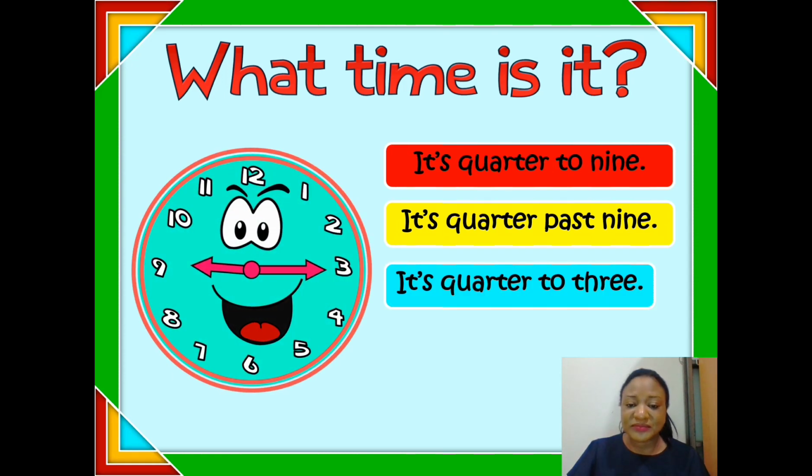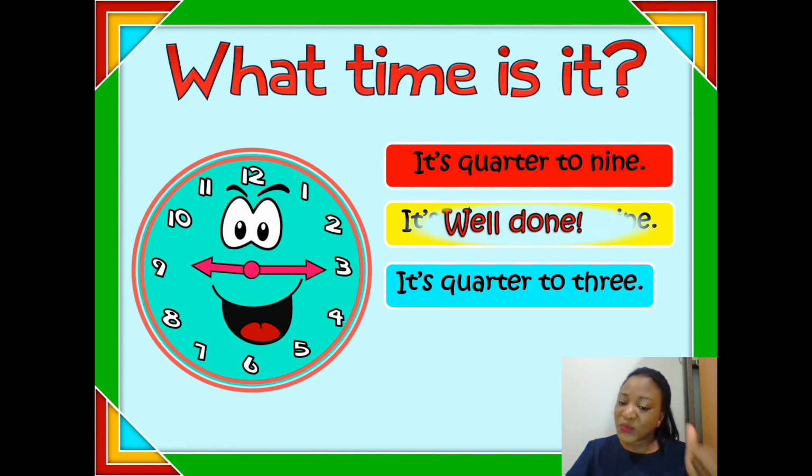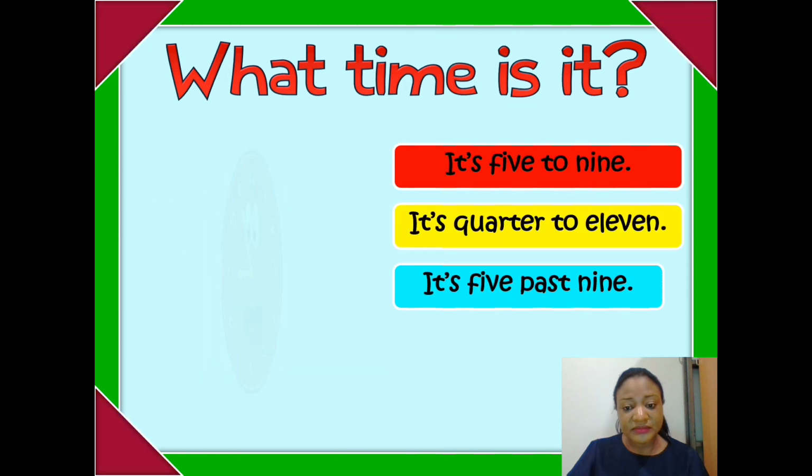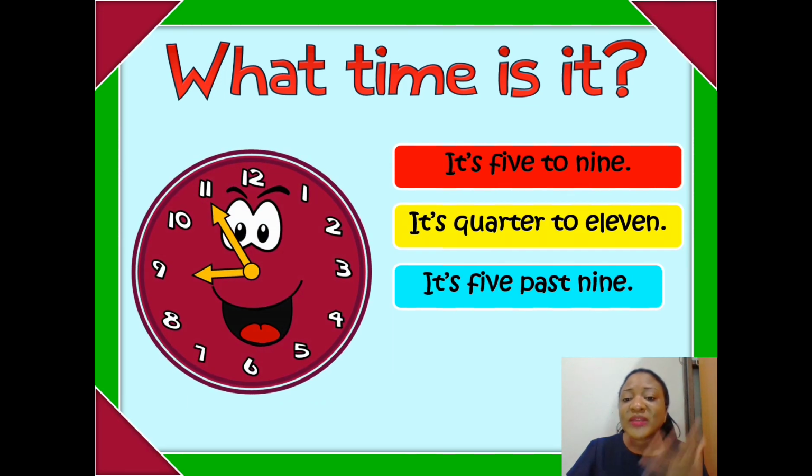Next. What time is it? Is it 9:15? Is it 3:15? 1, 2, 3, 4, 5. Of course, it's 9:15. Well done. And of course, what time is it? Is it 9:05? Is it 11:15? It's 9:05.